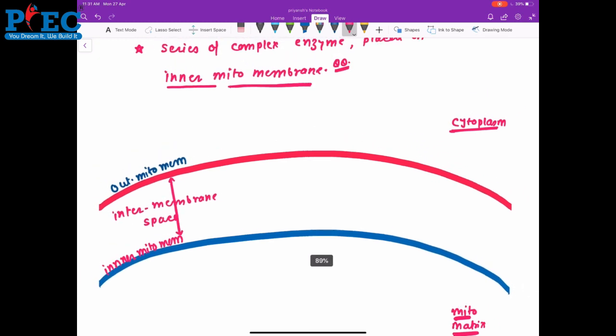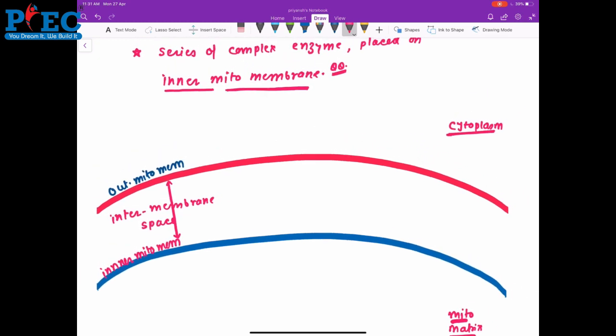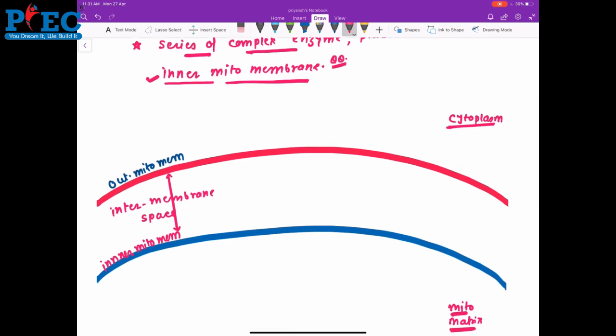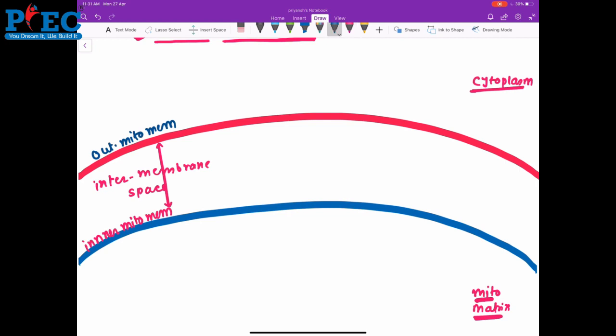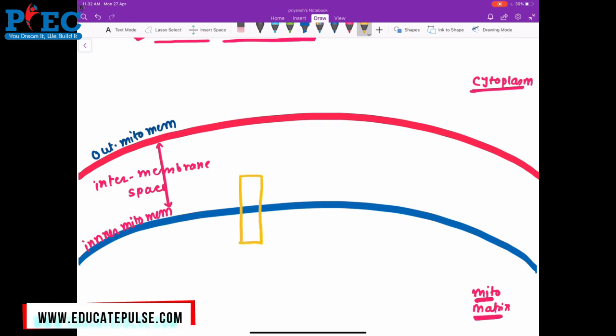As I was saying, the electron transport chain is basically a series of complex enzymes placed on the inner mitochondrial membrane. So let's see how it is placed. There are 5 complex enzymes which are placed in a specific sequence. For example, let's say this is the first complex enzyme. So complex 1, complex 2, complex 3, complex 4 and complex 5.